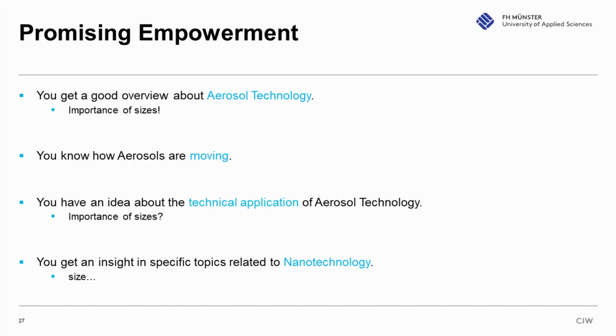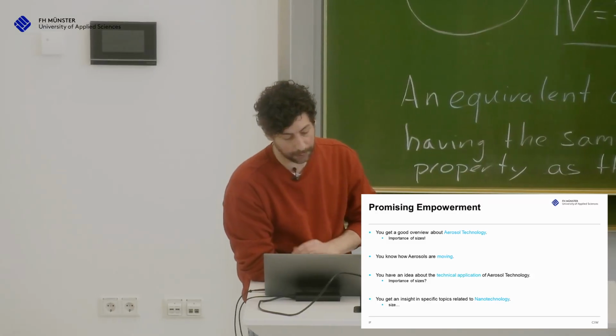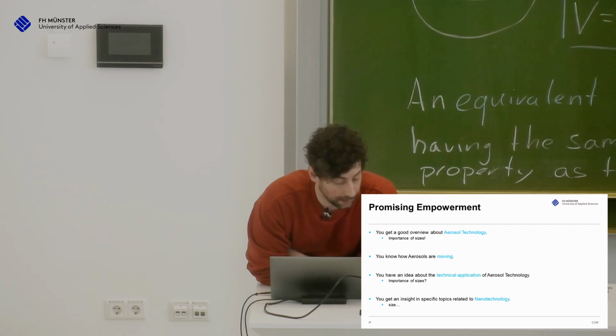Okay, so to sum up, I hope you got a little bit an overview about the importance of size for aerosol technology. You have an idea about the technical applications. I really showed you some examples where you see, okay, the size is an important property and can make a difference. And yeah, nanotech was only touched in terms of nanoparticles today.